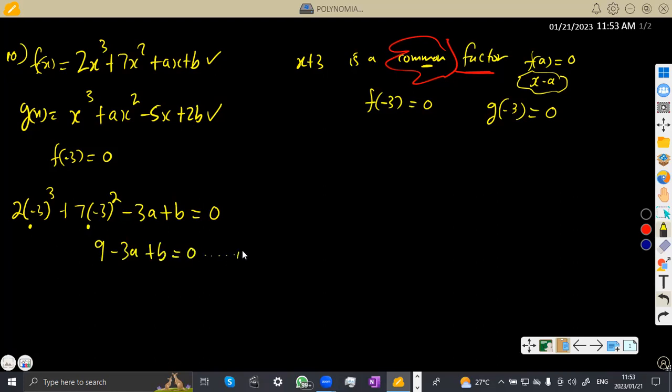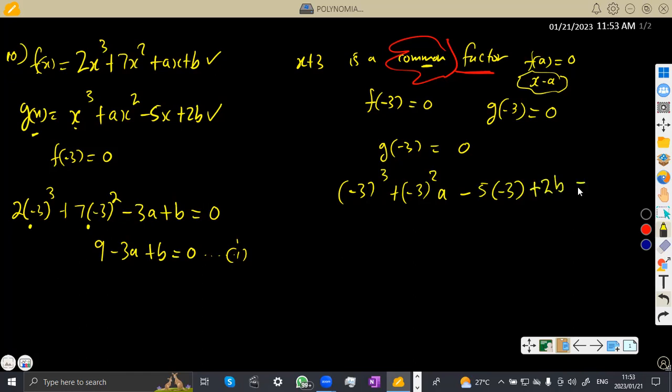So it's actually an equation that you can have. You can just say this is our first equation. Just leave it like that. We'll see later on. We move on to g of minus 3. If g of minus 3 is supposed to give us 0, then it's the same thing. In place of x in g of x, we're going to substitute minus 3. So it's going to be minus 3 to the exponent of 3, plus minus 3 squared times a, then minus 5 times minus 3, plus 2b. This must be equal to 0.